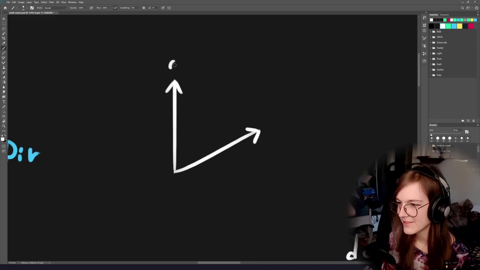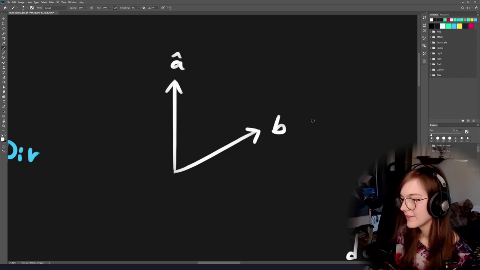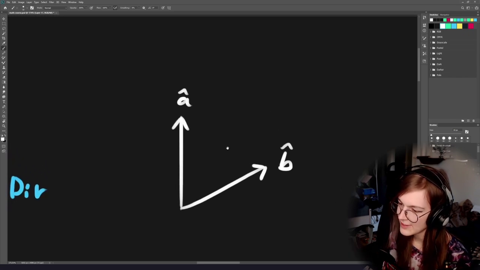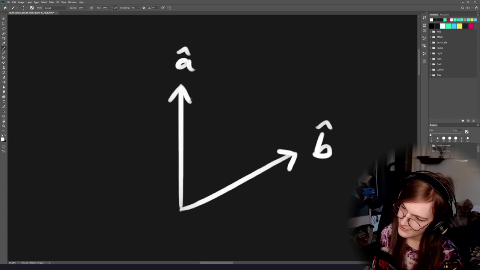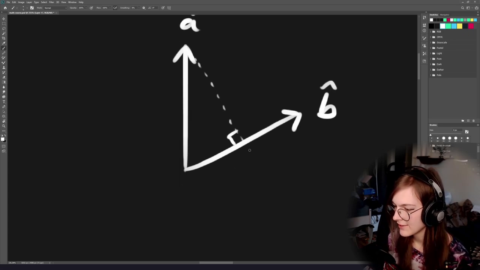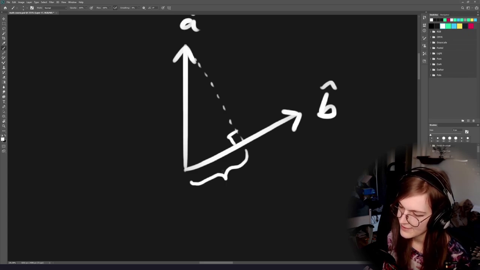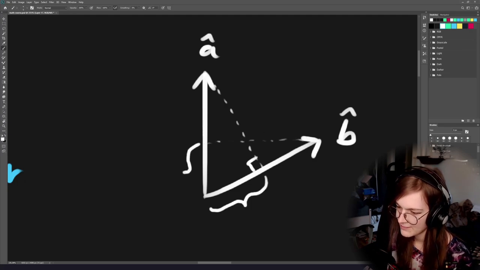Okay, so if we have two vectors, A and B, in this case both of them are normalized. They have a length of 1. If you do this, then we can think about what it means to project each onto the other, right? So we take this one, we can project it there, and then the dot product gives us this distance. If we project this one onto the other one, we get the same distance here.